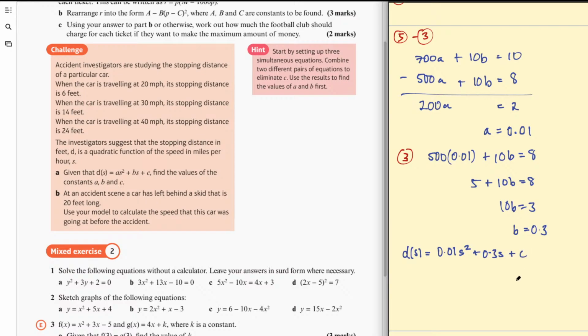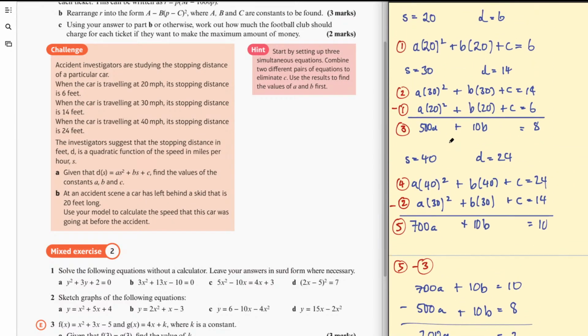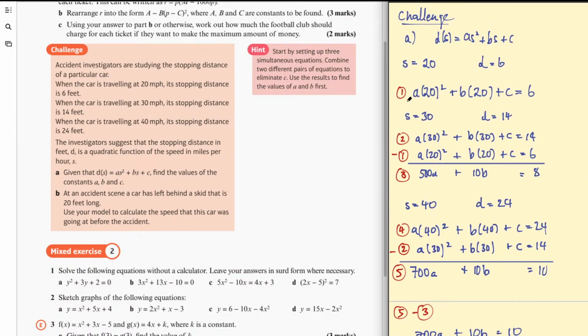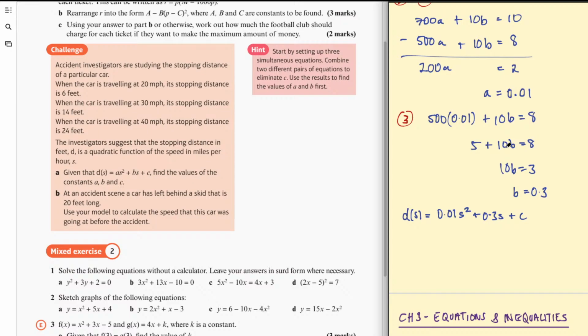and we could go ahead and use one of the original pieces of information to solve for c. So if we go back to equation 1, they told us that when the speed was 20 miles per hour, the stopping distance was 6 feet. So now we have a, now we have b, we can solve for c. So let's write that down. This was equation 1 again.